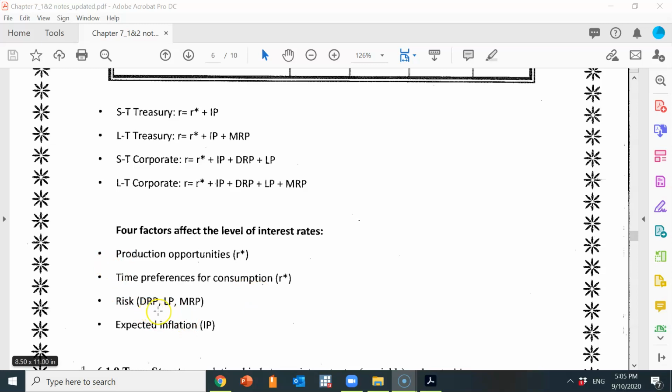The default risk premium, liquidity premium, and maturity risk premium represent the other risks we have by purchasing the bond. Inflation premium stands for the expected inflation risk we have for purchasing the bond. Okay, so these are the factors we consider when using the equation to calculate the bond interest rate.